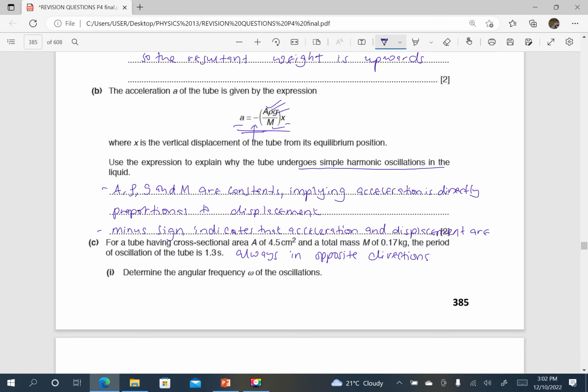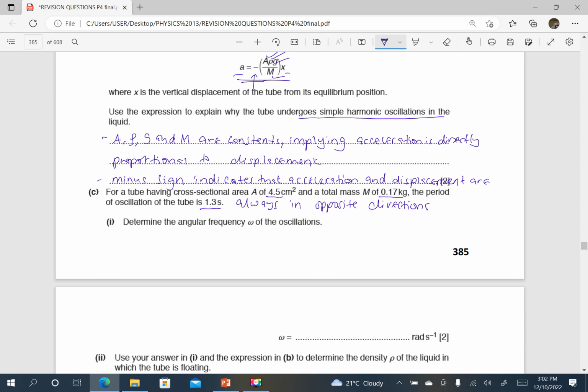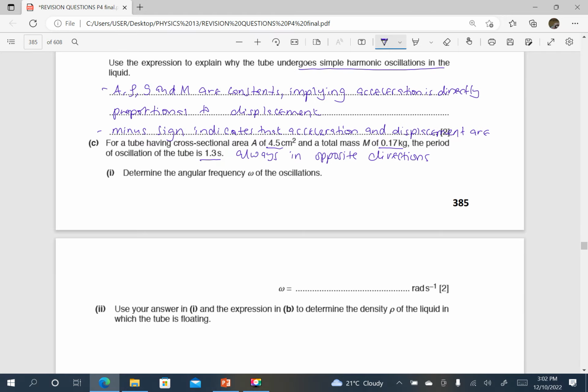For the tube having cross-sectional area 4.5 centimeters squared and mass 0.17, the period is 1.3. Determine the angular frequency omega. We are already used to the fact that omega is 2 pi over T. So this is 2 pi over the period, which is 1.3. I just press my calculator, 2 pi over T, and this is 4.8 radians per second.